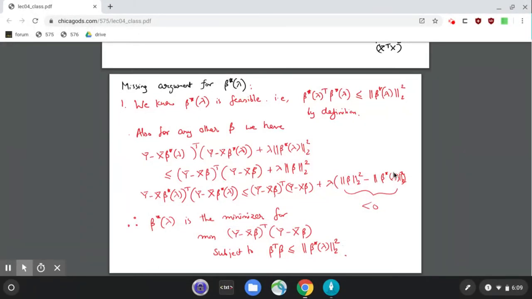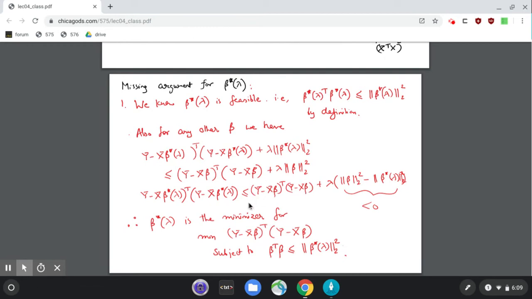So anyway, if you don't want the intuition, this is true just because of the problem's constraint. So this term is negative, which means that if the left hand side is smaller than the right hand side plus a negative term, then you can drop the negative term without any issues. Therefore, beta star lambda's value in terms of the second problem's objective is less than the objective value for the second problem for any other beta.